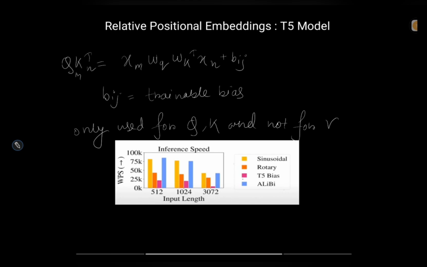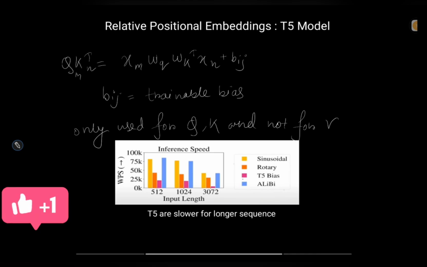But there are certain issues with this relative positional encoding. One is that if you plot input length against inference speed, you will see that T5 models are slower for longer sequences. This is because we are putting in an extra step of calculating this trainable bias in the attention mechanism. Once we do the multiplication of query and key, we need to add this trainable bias, so inference becomes slower with T5 relative positional encoding.